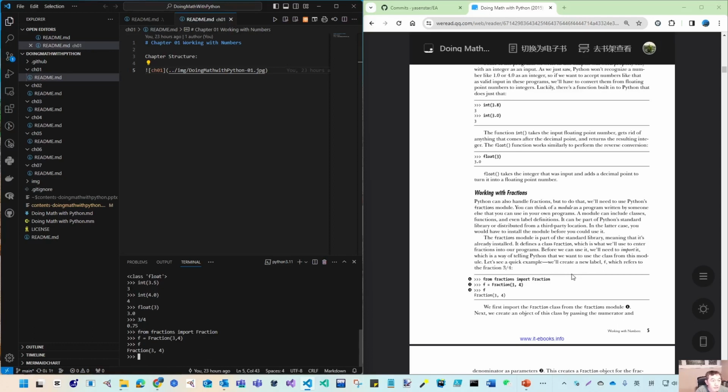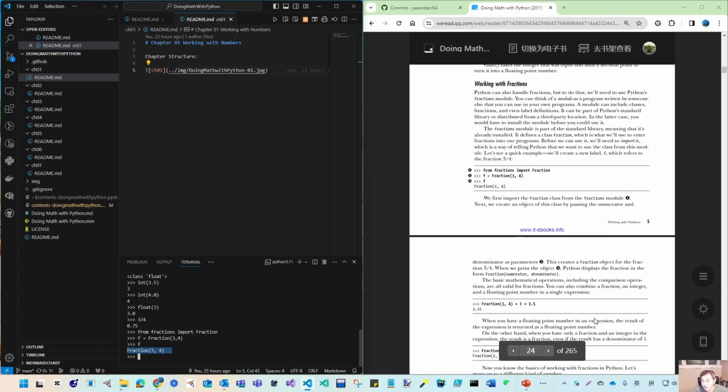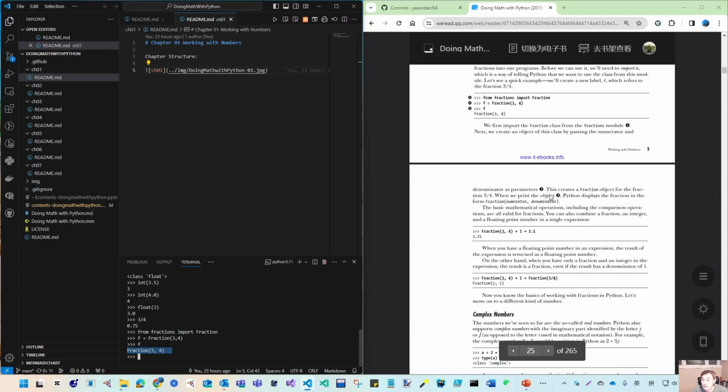If you see f, it is described as a Fraction, because we just stored that as a fraction. So this creates the Fraction object 3/4. When we print the object, it displays as a fraction. The number above the fraction line is the numerator. The number below the fraction line is called the denominator.